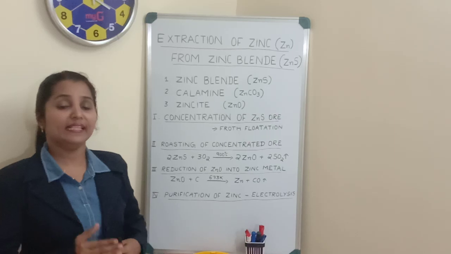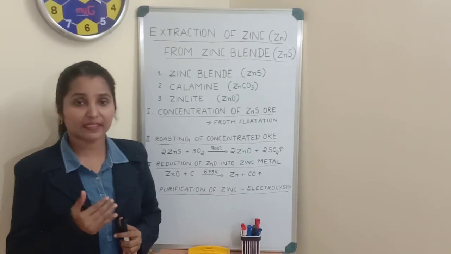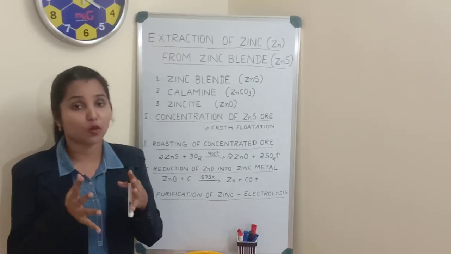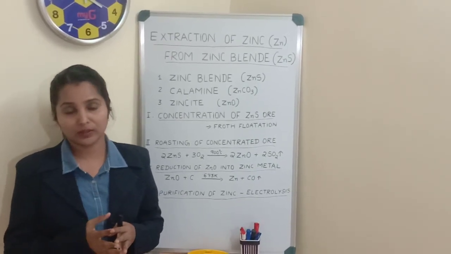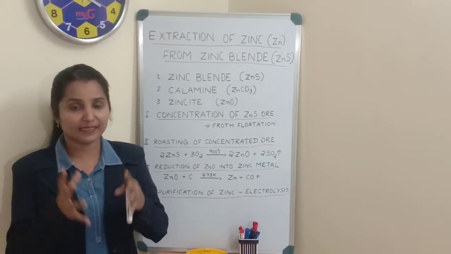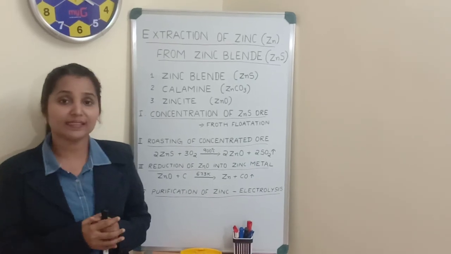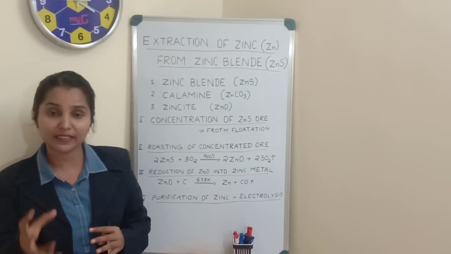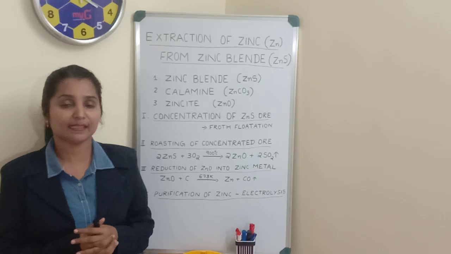As you know, any of the metallurgical processes, that is, the extraction of metal, commonly has 4 steps. The first step is the concentration of the ore. By selecting a suitable concentration method, first we will concentrate the powdered ore. And then the next step is the concentrated ore is converted into its oxide form, either by roasting or by calcination.